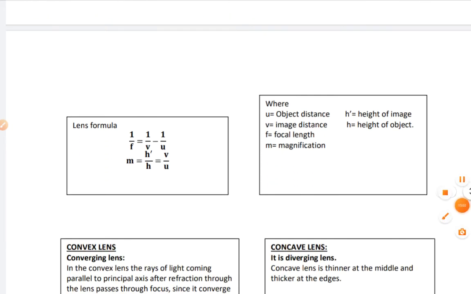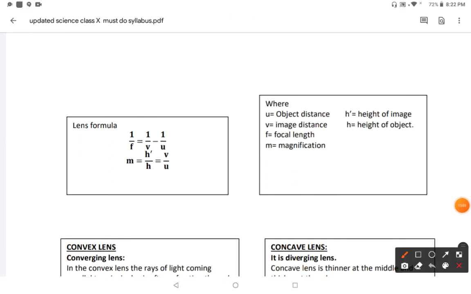Now, what is the lens formula? You have seen the mirror formula. In the mirror formula there is a plus sign, but in the lens formula there is a negative sign. 1 upon v minus 1 upon u equals 1 upon f, and magnification m equals h dash upon h, equals v upon u. u is the object distance, v is the image distance, f is called the focal length, m is magnification, h dash is the height of the image, and h is the object height. So these are the symbols used in the lens formula.